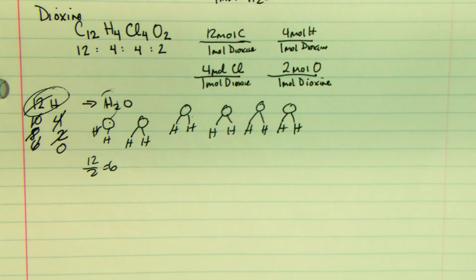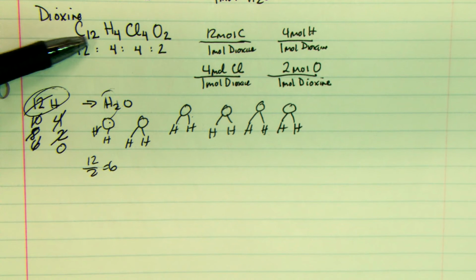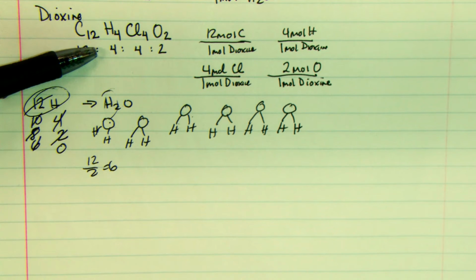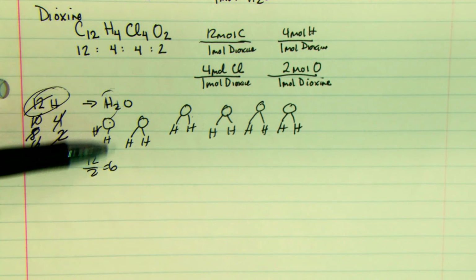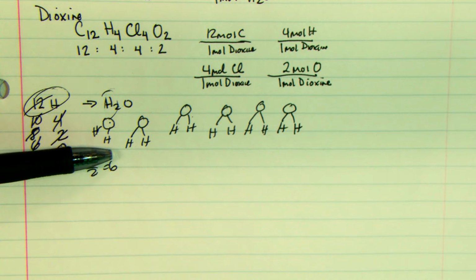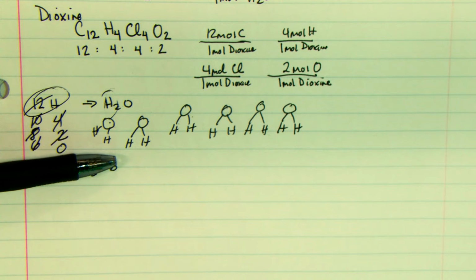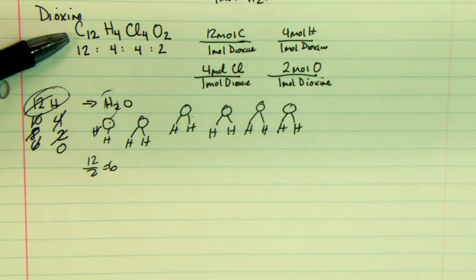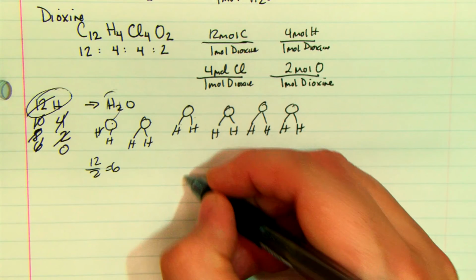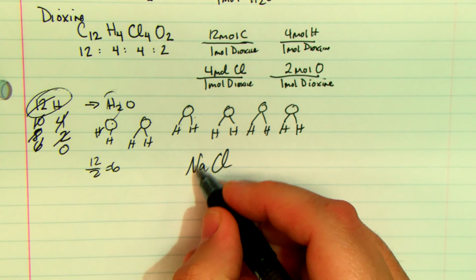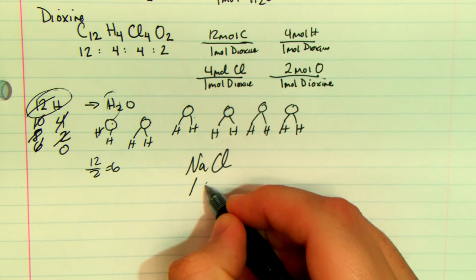But the idea is that everything is built into ratios and that these ratios have to stay. The ratios are 100% locked into place. For dioxin, it has to be 12 to 4 to 4 to 2. For water, it has to be 2 to 1. Otherwise, it's not going to be water. It's not going to be dioxin. If it's sodium chloride, NaCl, what's the ratio? NaCl. How many sodiums do I have? 1. How many chlorines do I have? 1.